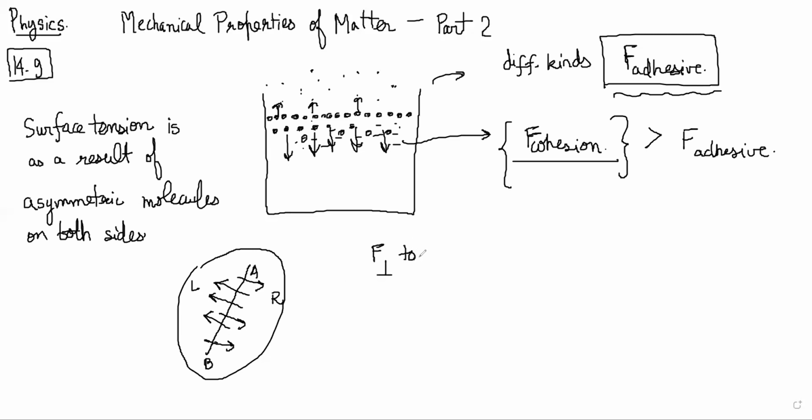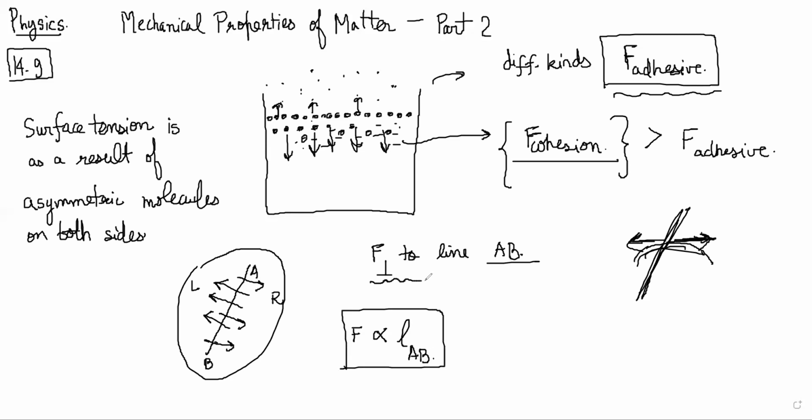The forces are perpendicular to the line AB and tangential to the surface. Tangential to the surface means if the surface was like this, the force is like this. Think of it in 3D. The surface is a 3D thing, and the force is tangential along this line. That force is found to be proportional to the length of the line L.